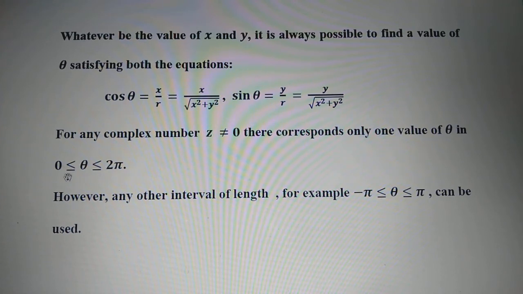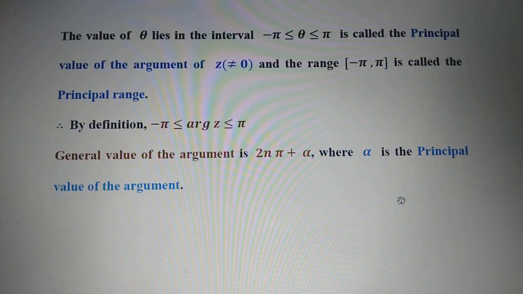इस इंटरवल का लेंथ क्या है? 2 pi, because this pi minus minus pi, that is 2 pi. So this is also an interval of length 2 pi. Such an interval can also be used for the value of theta. So the value of theta lies between 0 to 2 pi, or one can take the value of theta from minus pi to pi. The value of theta lying in the interval minus pi to pi is called the principal value of the argument.